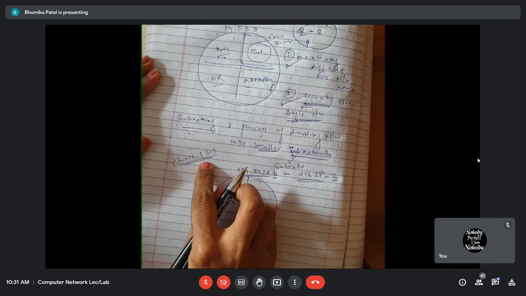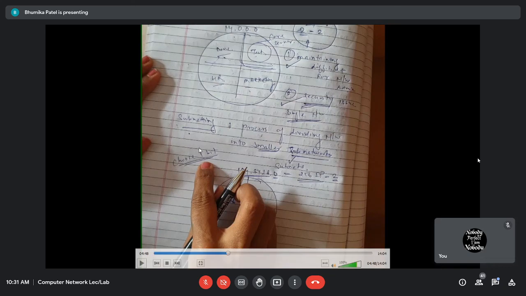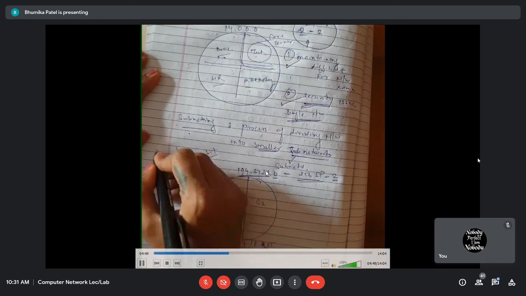Where do we have to make the alteration? The one bit that we have to choose, where do we choose it from? Compulsorily from the host part. We cannot choose the bit from the network ID. We have to compulsorily choose this one bit from the host ID only. Let me show you.